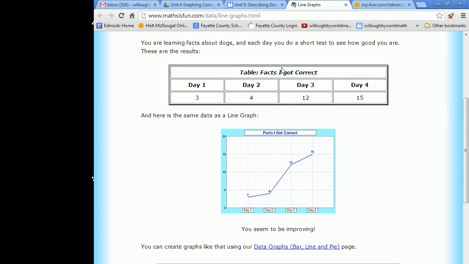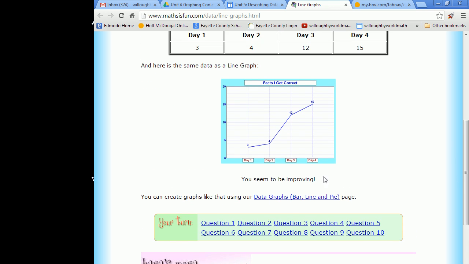Alright, so these are the facts you got correct about dogs. And as you continued to study, what happened? You got more right. It increased over time. Now, a double would just have 2 lines where we would be comparing 2 instead of 1. So you might have a line to represent Hayden, and then you might have a second line to represent Luke. Okay? And that's all it does, representing 2 different things.